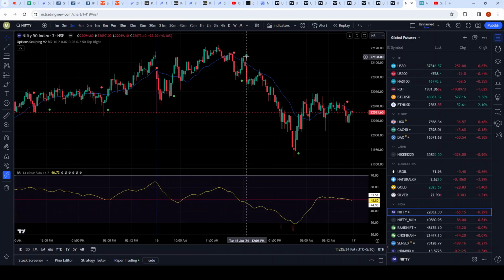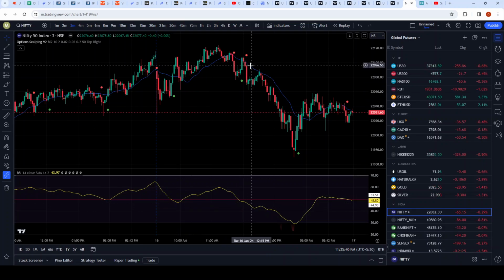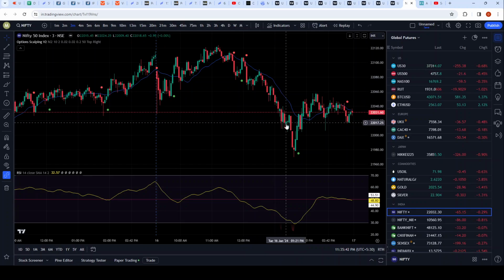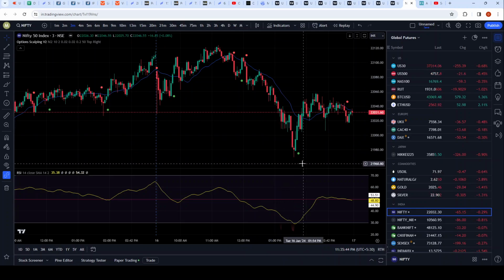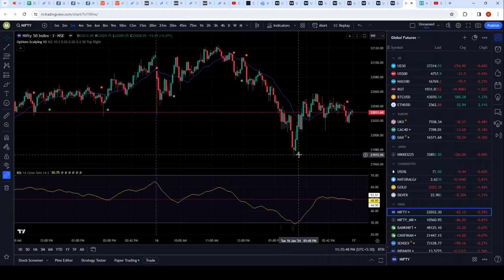Another red dot comes up over here. This time the yellow line is below the red, so we sell, and we take all the points that we can collect over here towards the down move. All right. We see a green dot over here, but we do not buy.